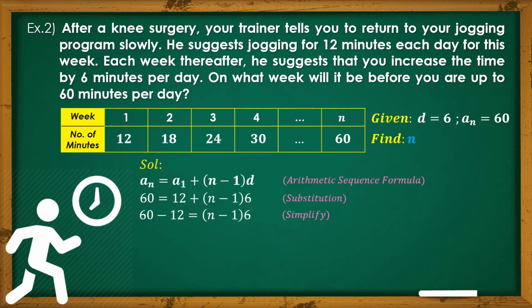Transpose 12 to the left side, magiging negative 12. And 60 minus 12 is 48. Now, divide both sides by 6. Kaya makukuha natin is 48 divided by 6 is 8.